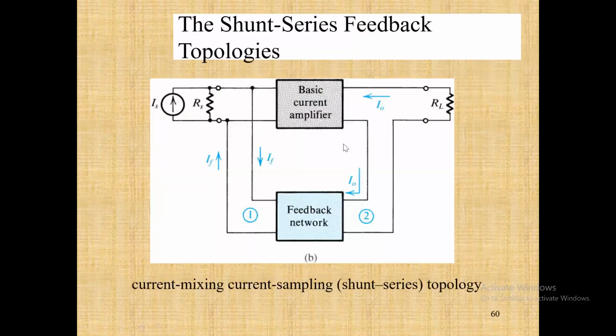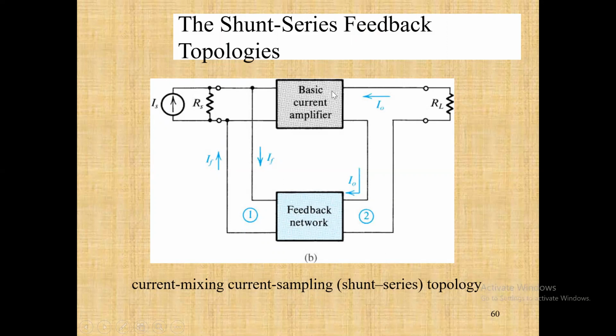So shunt-series corresponds to the input being in the form of shunt and the output being in the form of series. Because it is series at the output, it is the current I0, and because it is shunt at the input, current mixing is happening at the input side. So we have current mixing here and current sampling here. The feedback value will be IF equal to beta I0, so beta will be IF by I0.